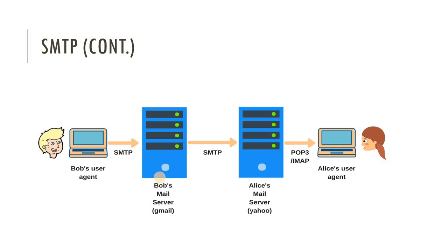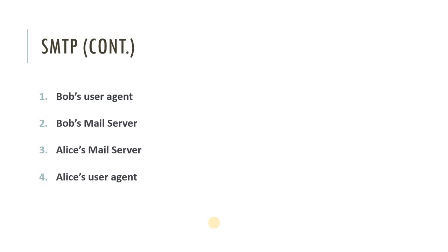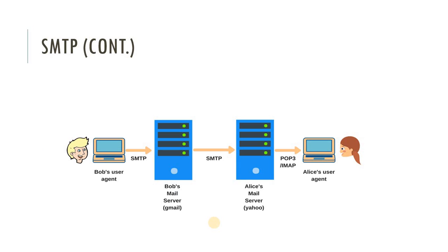So first let's lay down all the participating players in the process. As shown in the figure, there are four main participants: Bob's user agent, Alice's user agent, Bob's mail server, and Alice's mail server. We already learned what a user agent and a mail server are in our previous lecture. So these are the 4 main components required to transfer email from one person to another. Let's understand each in detail.